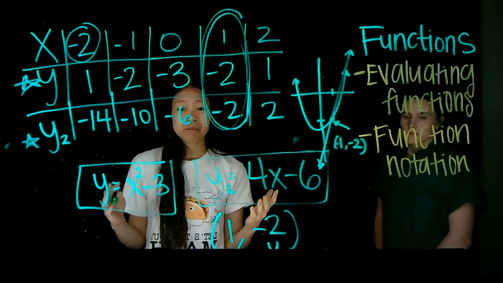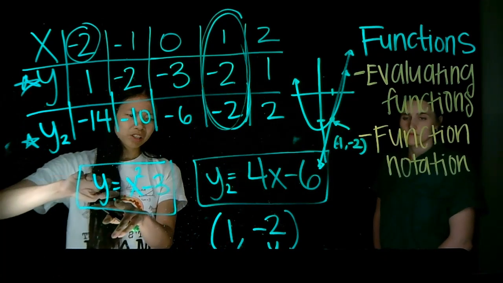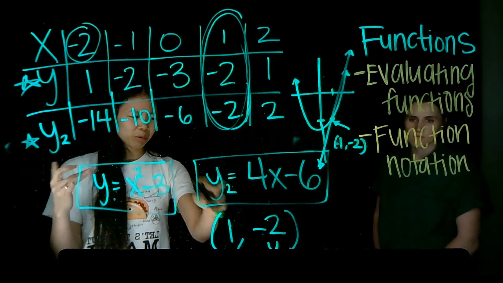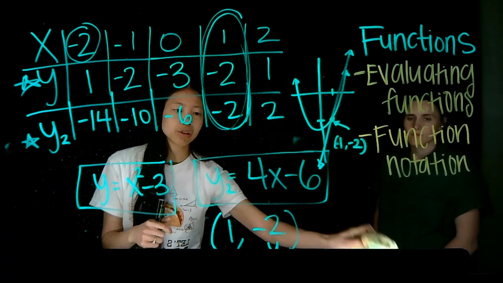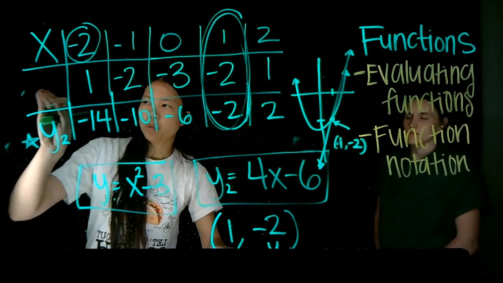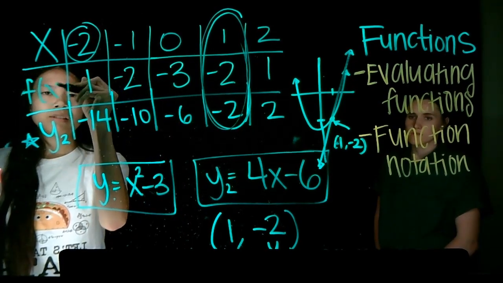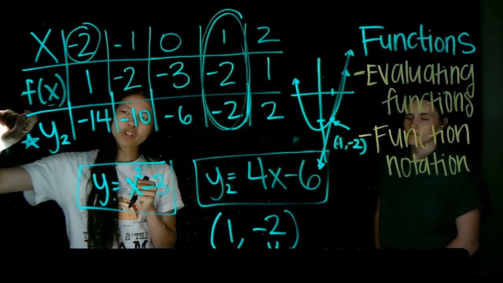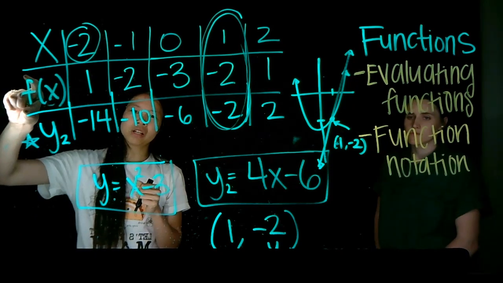All right, this was kind of confusing because we had one function with y and we had another one which we named y2, and so we're going to introduce to you function notation. Instead of y, I'm going to call it f of x. The f usually stands for function, but this is a function of x.